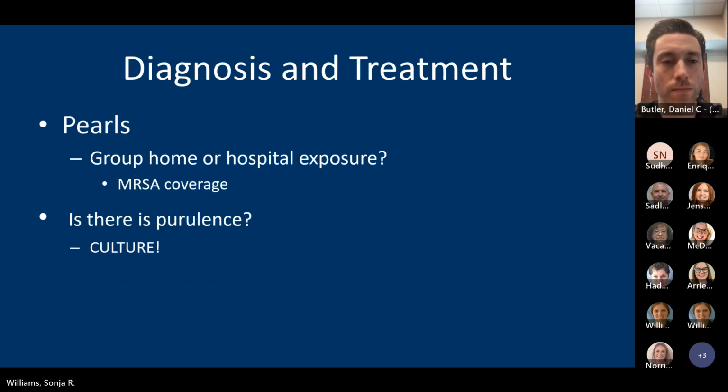Next slide. So the one that I often see is if there's any group home exposure, you may want to also cover for MRSA. And then the last one is if your clinic has the capability of doing a culture, it can save the patient's life down the road a couple days, because you'll have some empiric data if they're not responding to antibiotics. So keep that in mind. Again, I know that's a product of availability at clinic and comfort, but keep that in mind if you feel comfortable doing a culture on a leg. Next slide.